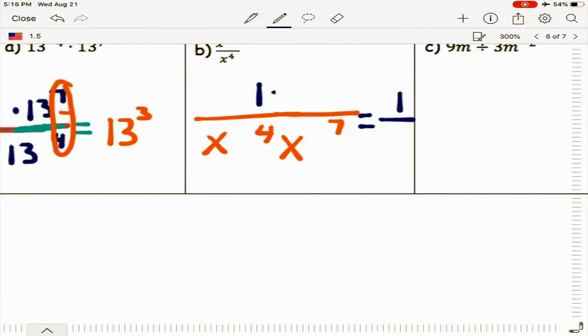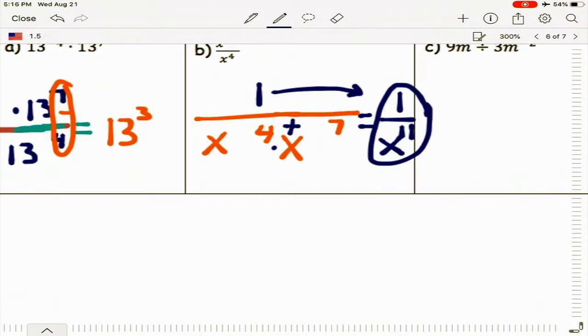Bring the 1 over. And here there's multiplication in between the two x's. And technically when you multiply the same bases, you add the exponents. And 4 plus 7 is 11. So my answer is 1 over x to the 11th power.